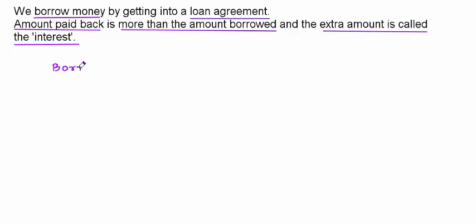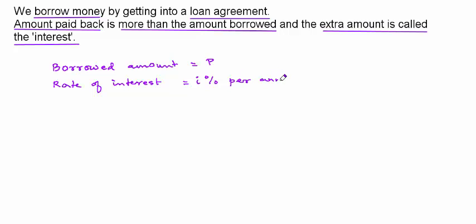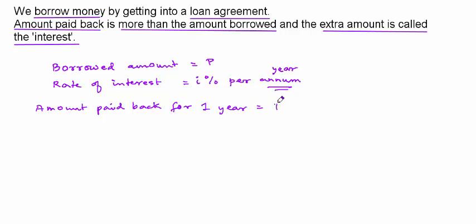Let's say the borrowed amount is P, and the rate of interest is equal to I% per annum. This means per year, the yearly rate of interest. So if you borrow the money for 1 year, the amount paid back if the money is borrowed for 1 year is equal to P, the amount borrowed, plus the interest, which is I% of P. Now this is for 1 year.